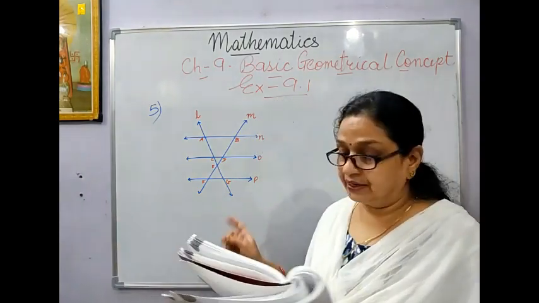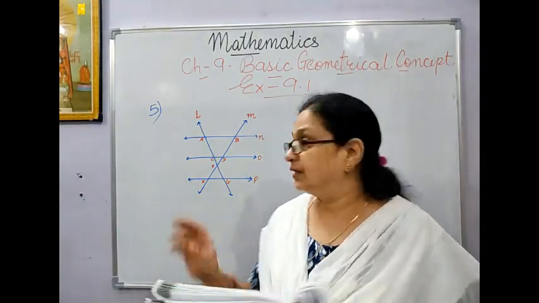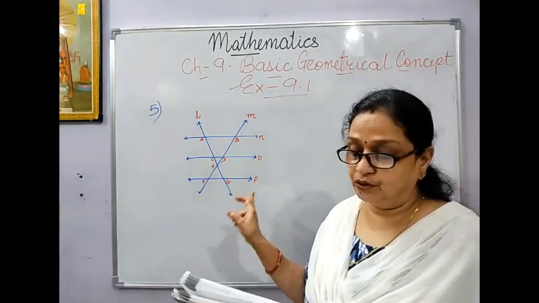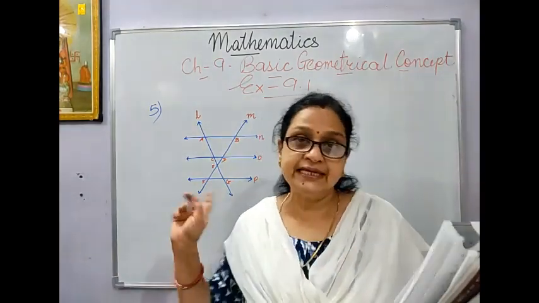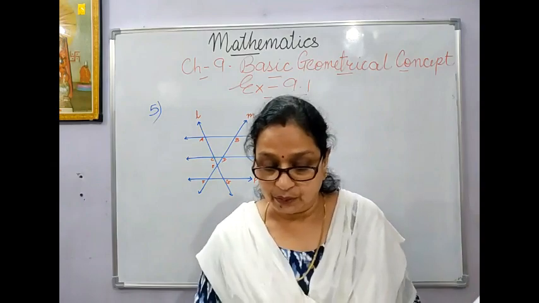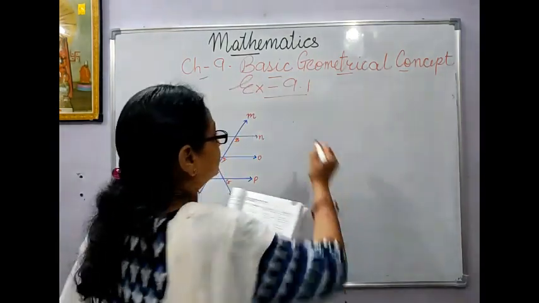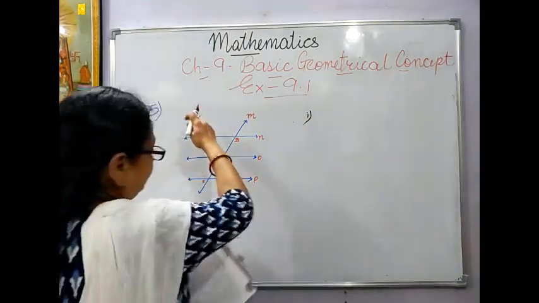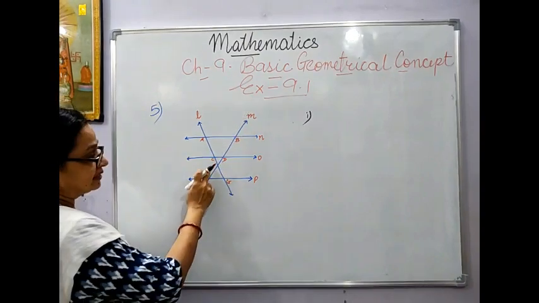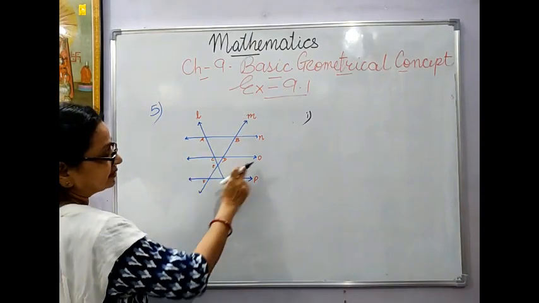Now question number 5. From the given figure, name. This is the figure drawn in the book. I have drawn it on the board. From this we will see and answer all the questions below it. See the first one. See children, these are lines which are intersecting at point E, and these are parallel lines.